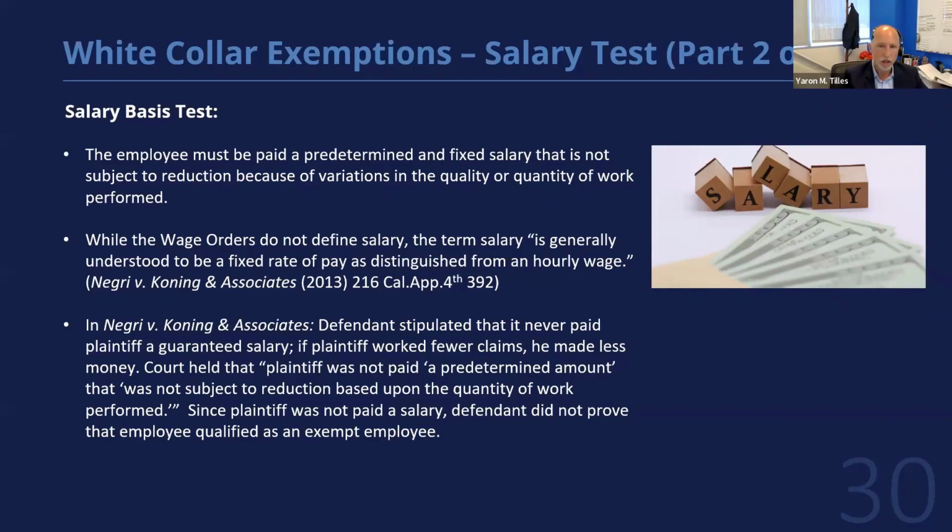In the Negri case, the court held that because defendant stipulated that it never paid plaintiff a guaranteed salary, and that if plaintiff worked fewer claims, he made less money, therefore, the plaintiff was not paid a predetermined amount that was not subject to reduction based upon the quantity of work performed. Since plaintiff was not paid a salary, by that definition, defendant did not prove that the employee qualified as an administrative exempt employee under the wage orders.